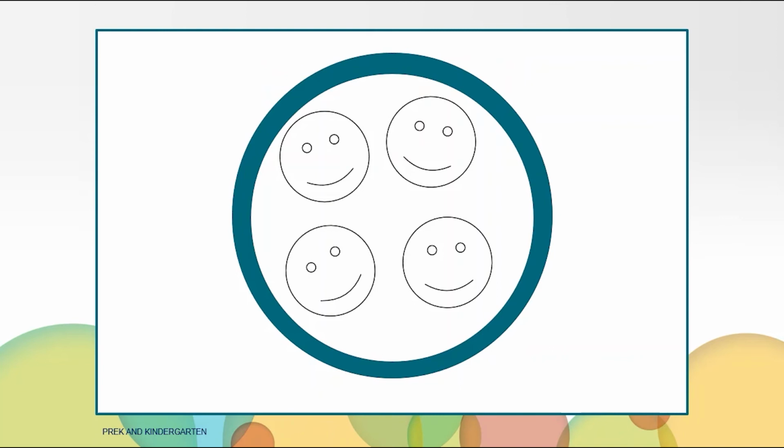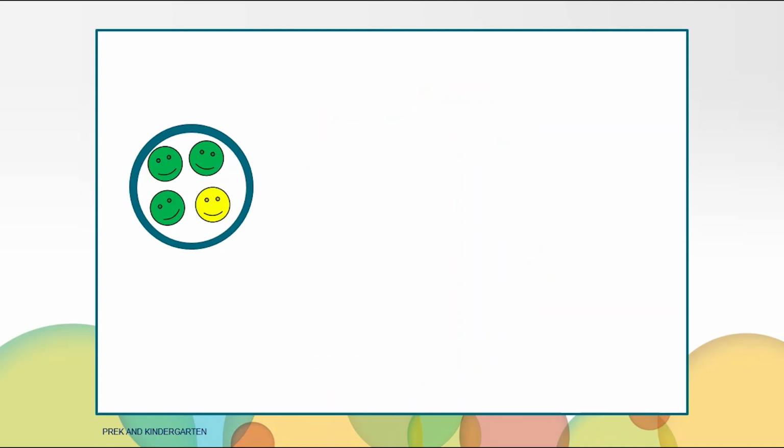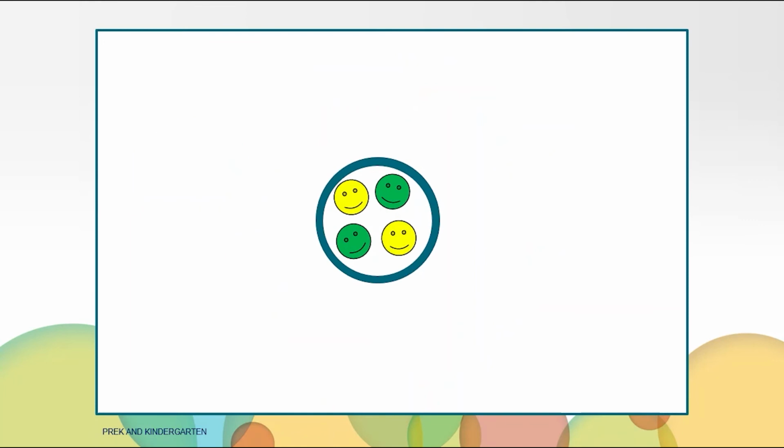I wanted to make some pancake art too, so I decided to make 4 smiley faces. Some are green and some are yellow. How many could be green and how many could be yellow? There were 3 different ways I could make my pancake art. I could make 3 green and 1 yellow. I could make 2 green and 2 yellow. And I could make 1 green and 3 yellow.